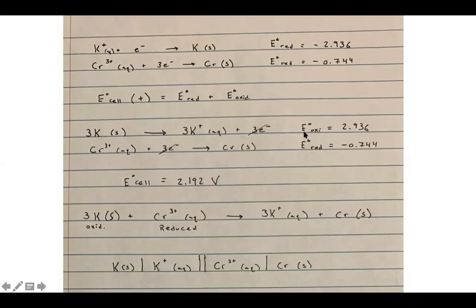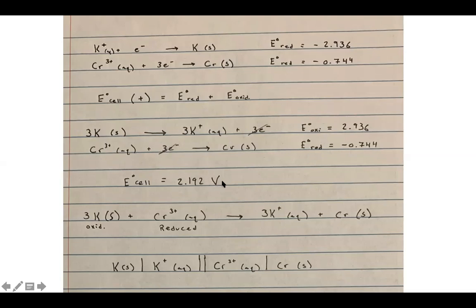Okay, basically the takeaway was I flipped this potassium equation. So the oxidation potential of this potassium equation is now positive 2.936. My reduction potential of the chromium equation is negative 0.744 still. So when I add my half reactions together, I'm going to add their E values together, and my total cell potential will come out to positive 2.192 volts. Okay, so that's that value.